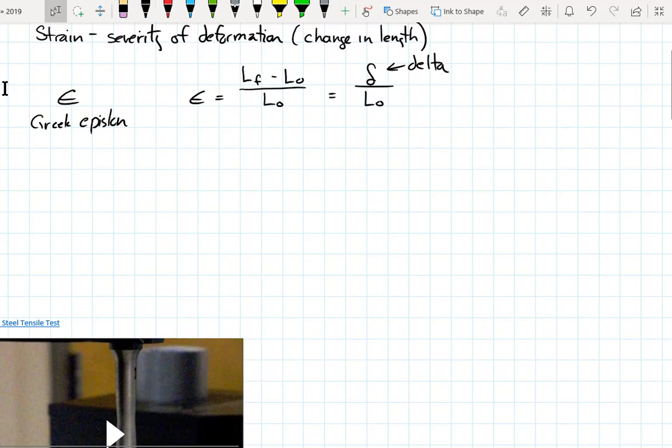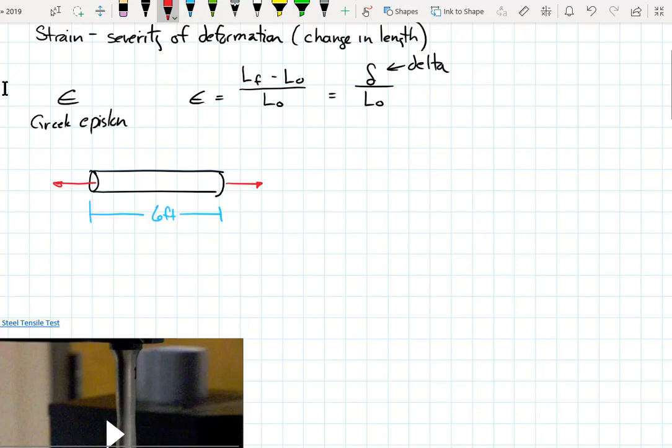So, for instance, we might have a little bar, let's say a 6 feet long bar, and we apply some force to it, axial force. This one is shown as tension. The arrows are pointing away from the body, so it's a tensile force, making it longer. So that's the initial state. Maybe right now F equals zero because we're not actually applying any force and stretching it.